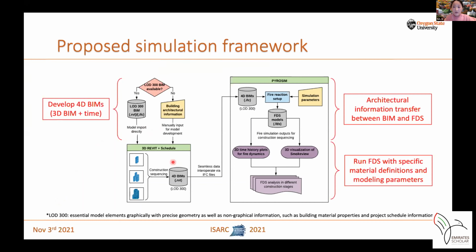The 4D BIMs, once completed, are exported as IFC files for data interoperation with a target FDS program, namely Pyrosim, for compartment fire simulation with specific material definitions and modeling parameters. During the simulation process, Pyrosim writes post-processing simulation outputs, both as a 3D animation and 2D time history plots for fire dynamics over time in different construction stages.